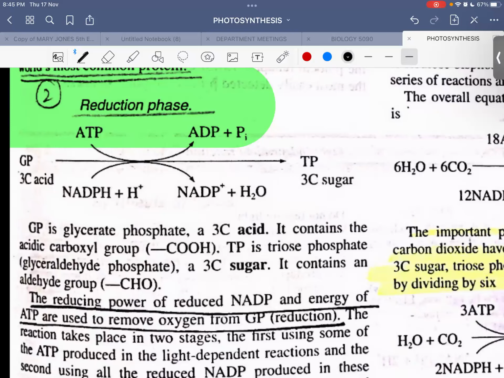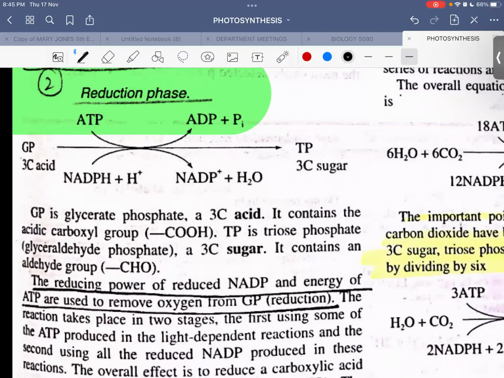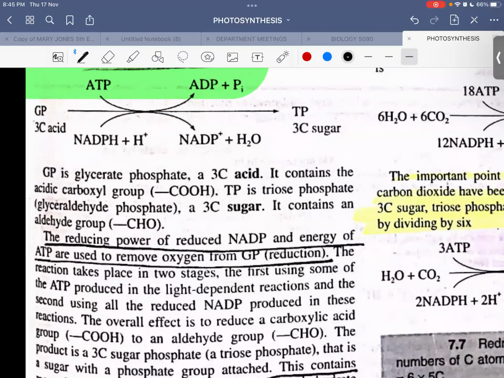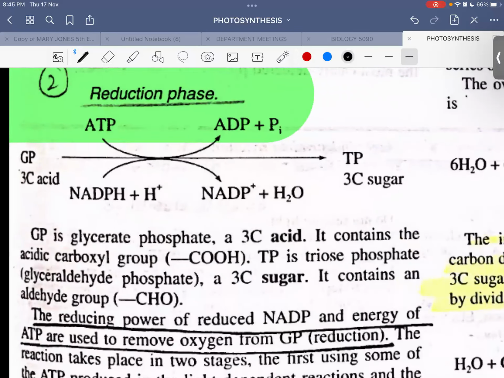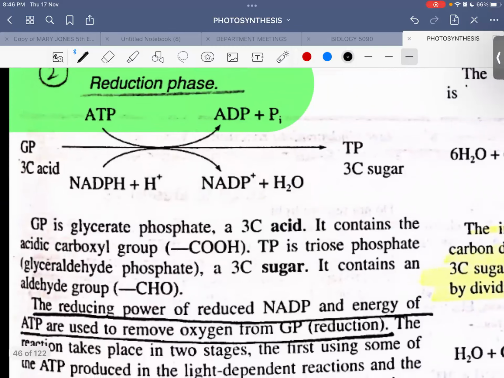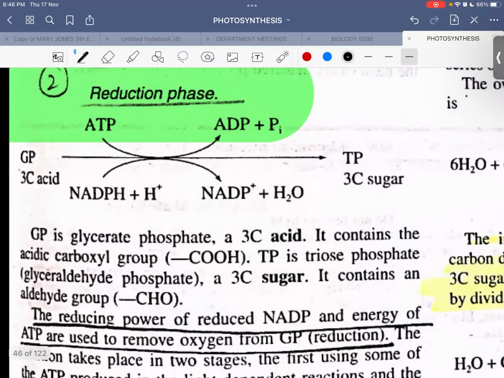Exactly. Perfect. But it is simple, yet you have to read a little detail: you have to know the difference between GP and TP. If you look at GP, it's a glycerate phosphate because it's an acid. Its name itself is glycerate phosphate. But triose phosphate is a 3 carbon sugar. It contains an aldehyde group, whereas glycerate phosphate has a carboxylic group, so that is why it's acidic, right?